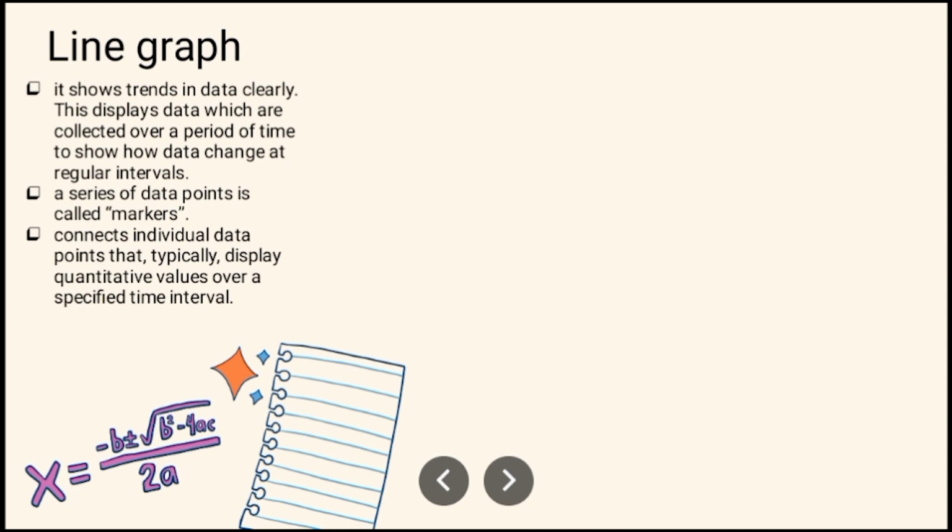So second is the line graph. Line graph shows trend in data clearly. This displays data which are collected over a period of time to show how data change at regular intervals. A series of data points is also called the markers. This connects individual data points that typically display quantitative values over a specified time interval.